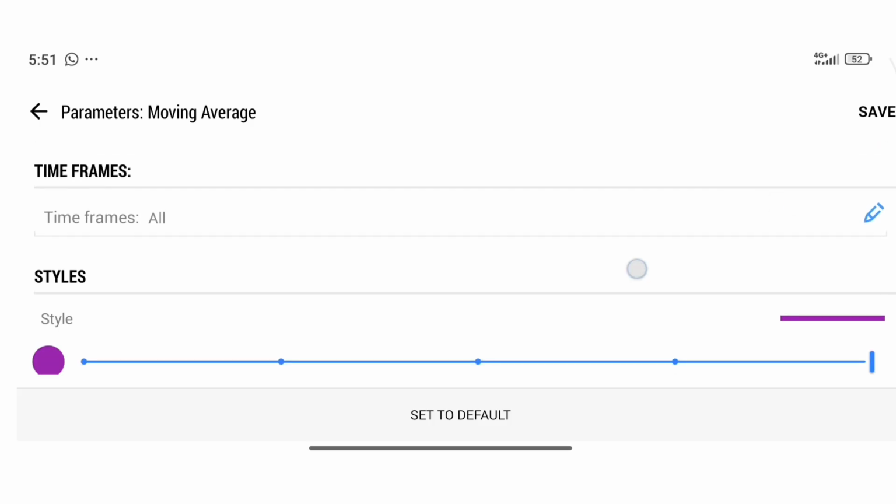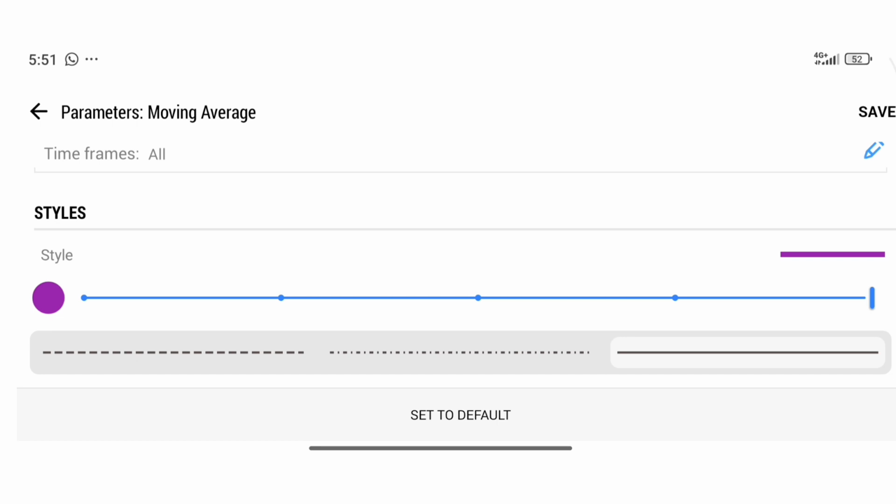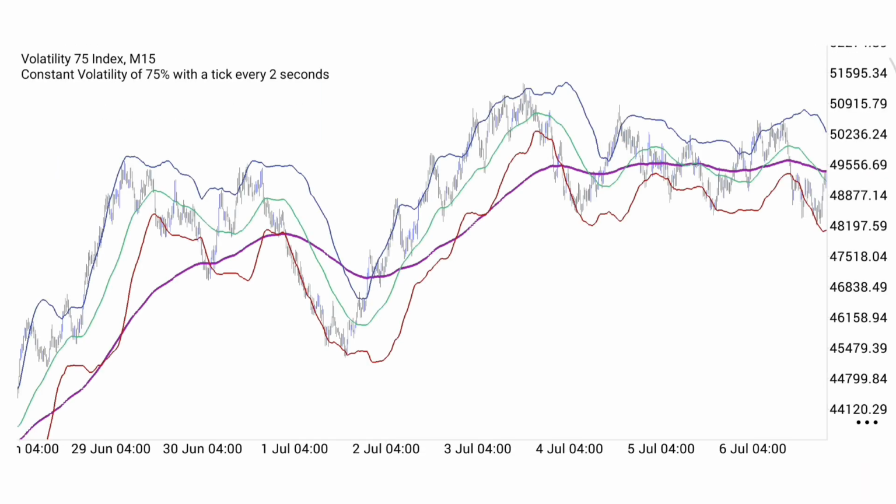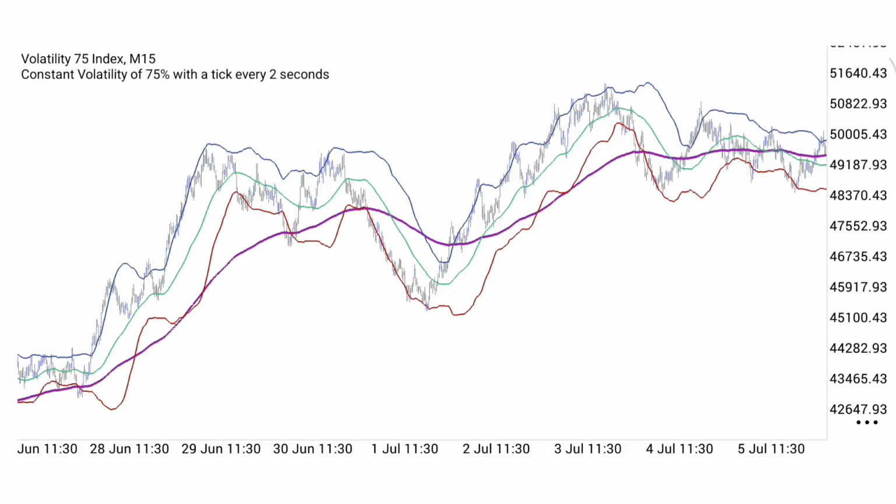The levels, none, time frames, all. The style, just make it a purple color, just like I did here. And just increase that line so that it will be more visible on the chart than the Bollinger Bands. So when you have that already, you click on save and it will be saved. So you will now have this 200 moving average, 200 exponential moving average on your chart. So this is how you should be seeing your chart on MetaTrader 5. If it's not like this, then you have made a mistake and you should go back and correct it.